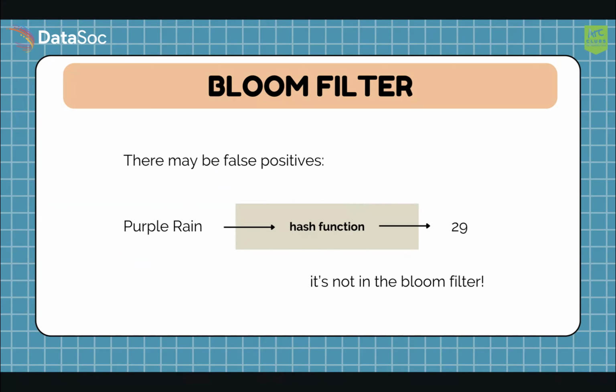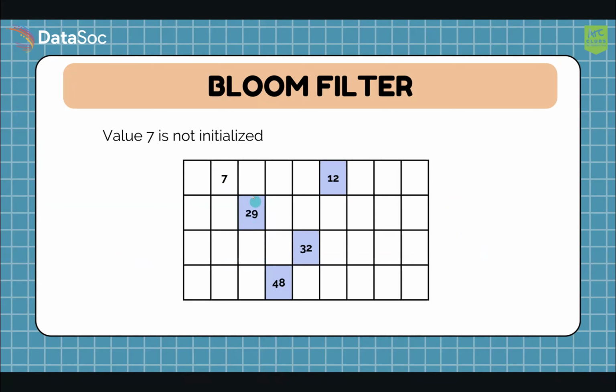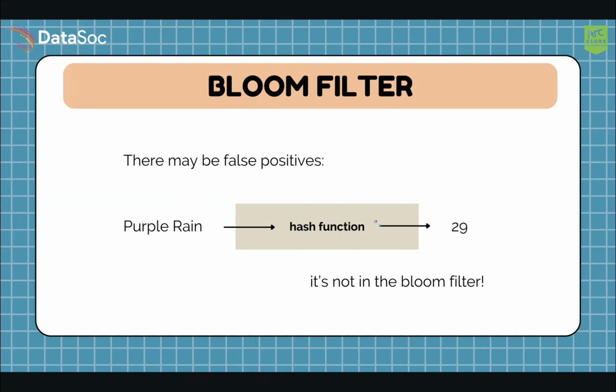But the thing to be careful about in a Bloom filter is that there may be false positives. So let's take a case. Let's say you have the song Purple Rain, and your hash function gives you the value 29, right? Now you may remember seeing the value 29 previously, right? And well, that can happen because if your hash function is quite simple, it may end up generating the same value even if the input you gave it was different, right?